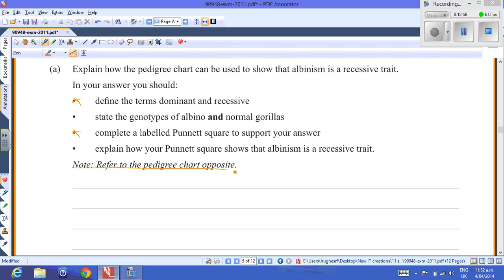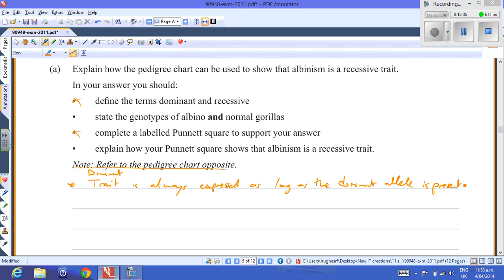So again, because this exam question has laid everything out as bullet points, you should make it easy for the examiner and answer using bullet points as well. So the first thing here is to define the terms dominant and recessive. Dominant trait, in short, is always expressed as long as the dominant allele is present. And we can talk about the genotypes.